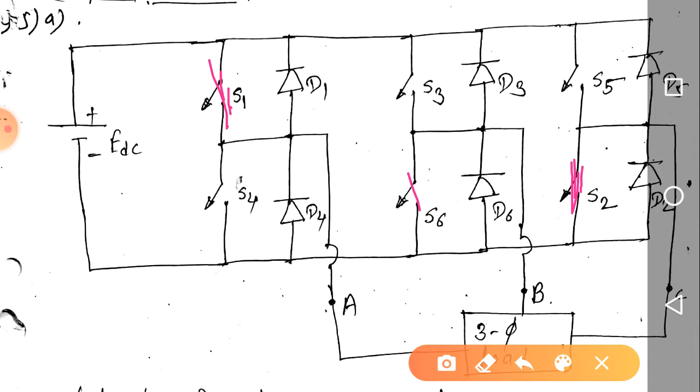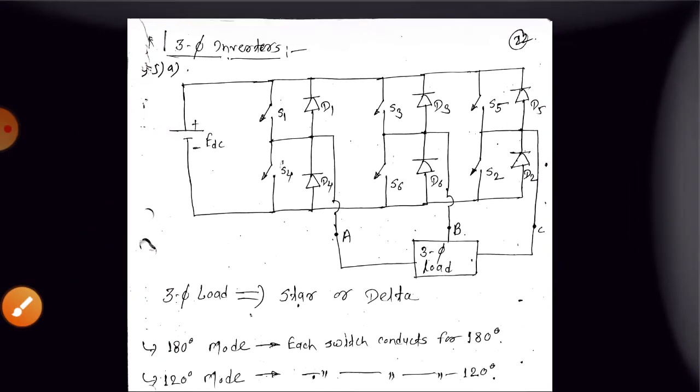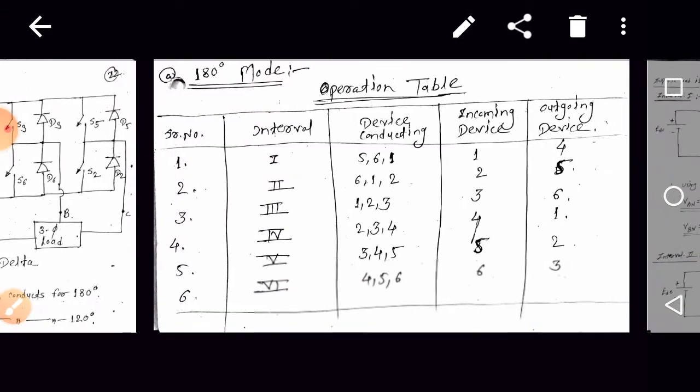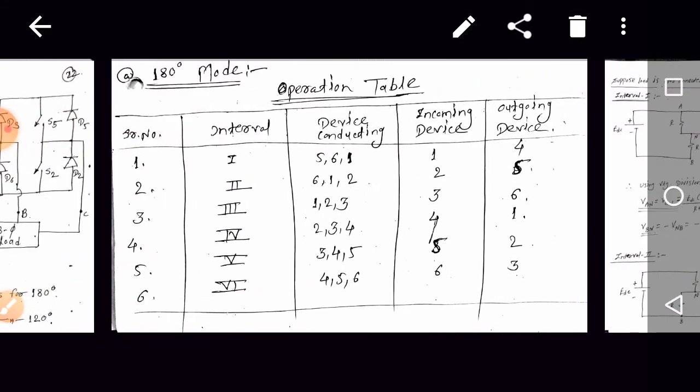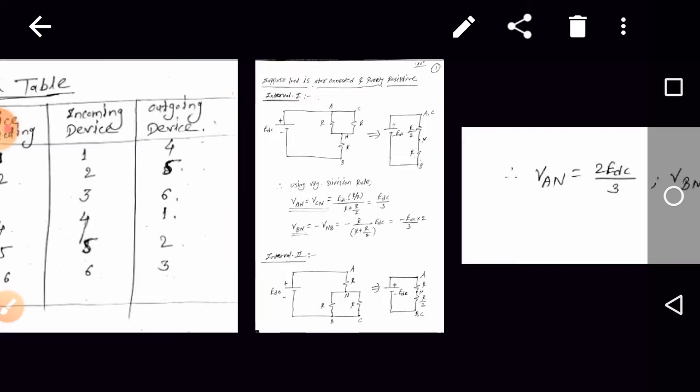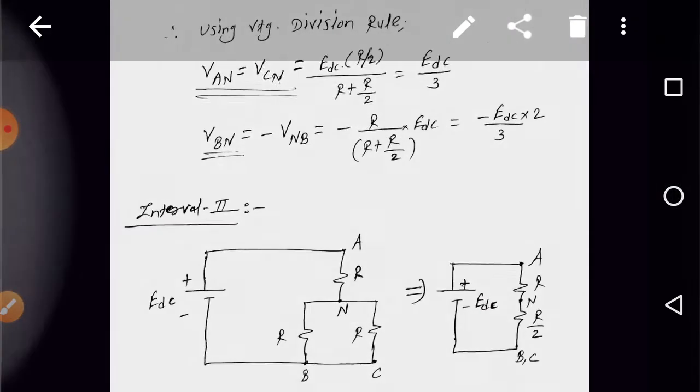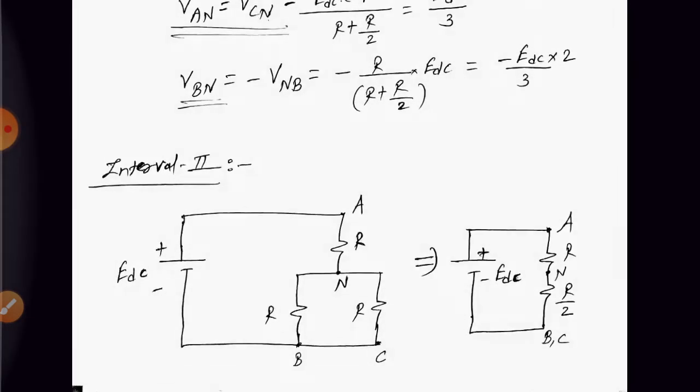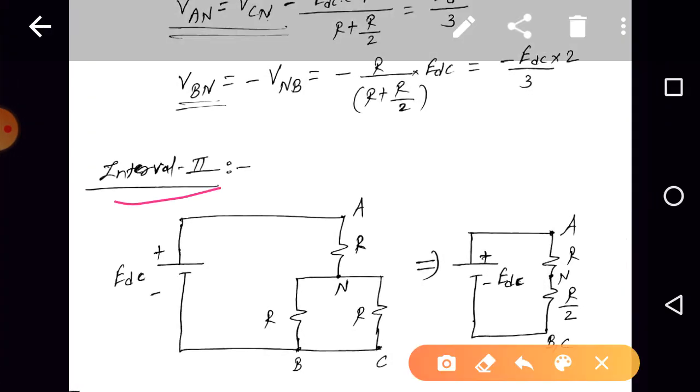So can we say that phase A is connected to the positive plate of EDC, phase B is connected to the negative plate of EDC, and phase C is also connected to the negative plate of the EDC, right? So phase B and C are connected to the negative plate, and phase A is connected to the positive plate. During interval 2, we have drawn the equivalent circuit.